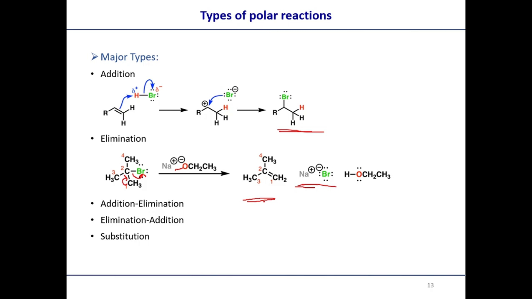Now the next type is addition elimination. These three are homework for you: addition elimination, elimination addition and substitution. If you are not doing these, then we can discuss in the next lecture. In elimination also we have different types, so you should know which types of reactions there are: E2, E1 and E1CB, correct? If you don't know, please let me know.